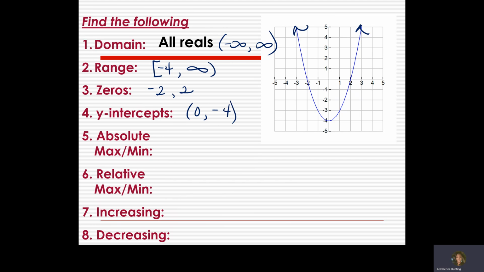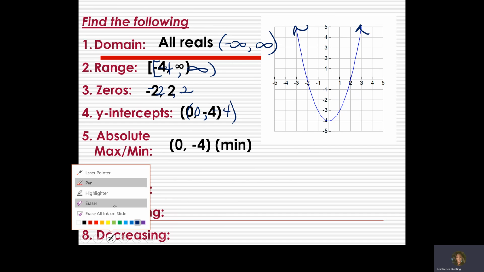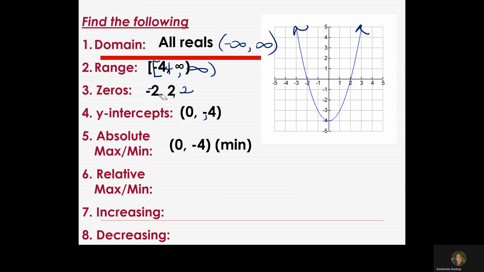Now, number 5 is asking for an absolute maximum or minimum value. Do I have a highest point here? No, so no absolute max. Do I have a lowest point here? Yeah. Where's the locator? At -4. And remember, we name absolute maximum and minimum values using a point, a location. Okay? 0, -4 is the location of my absolute minimum value. Okay?